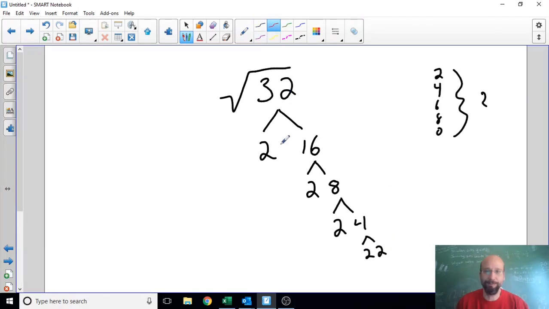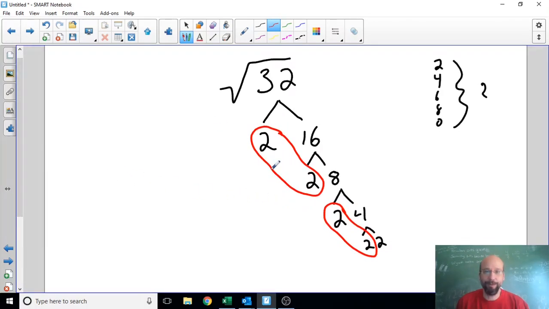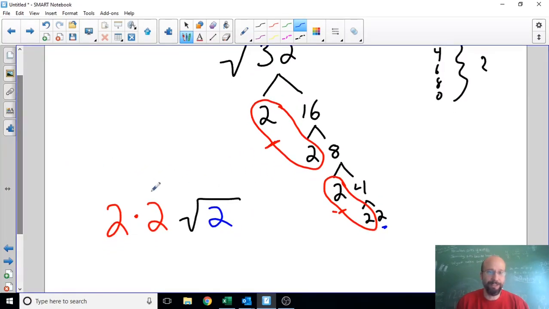So I'm going to circle my groups of 2. That's a pair of 2's, and this is a pair of 2's. For every pair of 2's, you bring 1 to the outside. So there's 1 2 here, and another 2 here, on the outside. On the inside, all I have left over is this 2. So I take my 2 numbers on the outside and I have to multiply them. 2 times 2 is 4. Square root of 2.